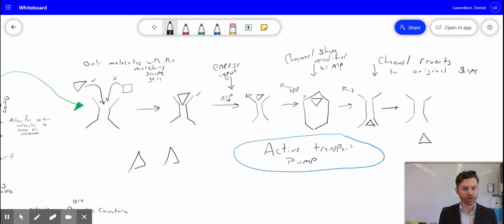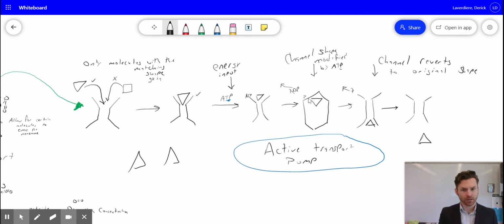We then need to put energy into this situation. We're forcing this molecule to move somewhere, so we need energy. That energy is going to come in the form of ATP. So I attach the ATP right to the protein channel. They get attached. The P from the ATP is going to stick to the protein channel, and then the ADP that's left over is going to leave. Bye.